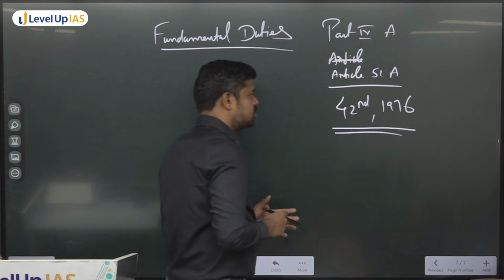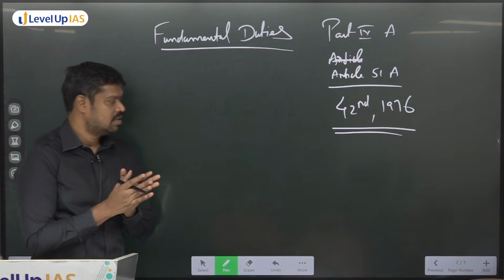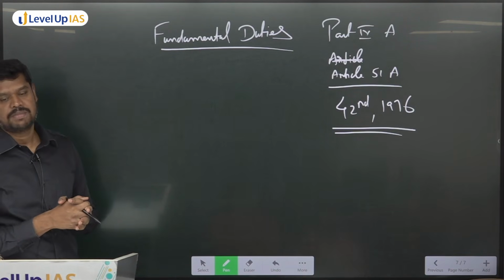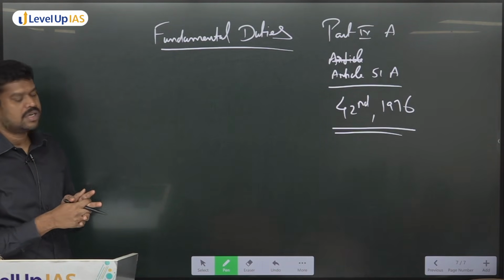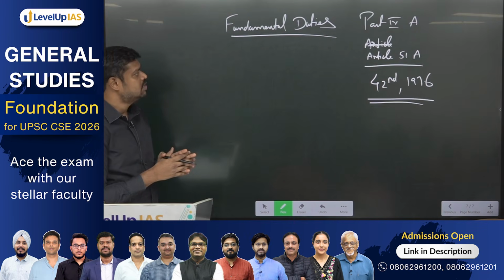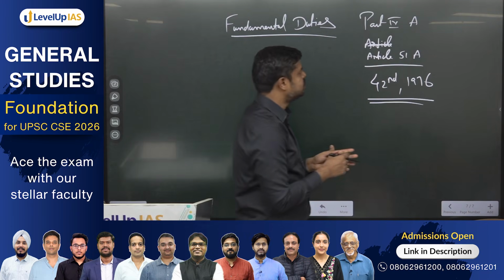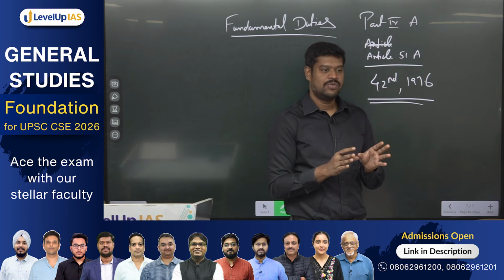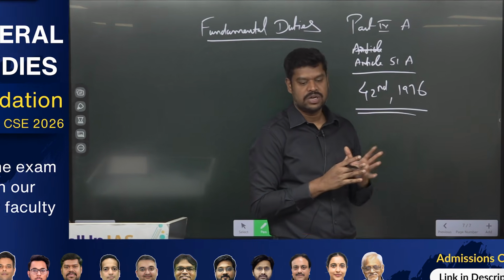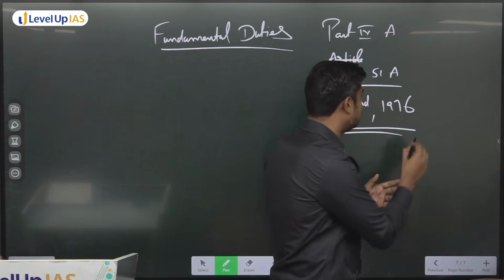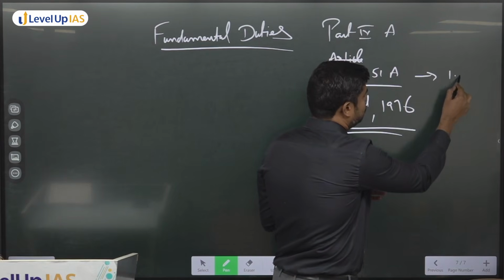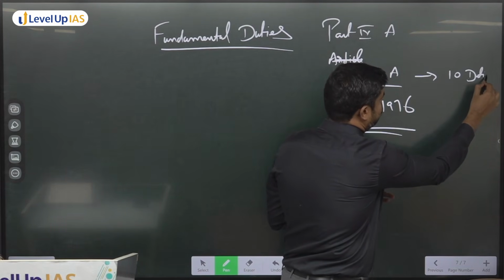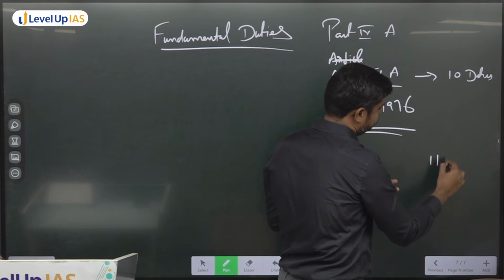Anyways, through the 42nd Constitutional Amendment Act, the constitution was amended. They inserted a new part, that is Part 4A, and they also inserted the fundamental duties. Do you know how many fundamental duties were inserted at that point of time? Originally, there were only 10 fundamental duties. Presently, there are 11 duties.